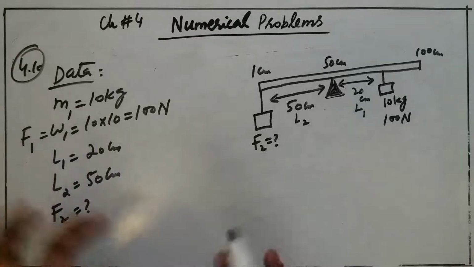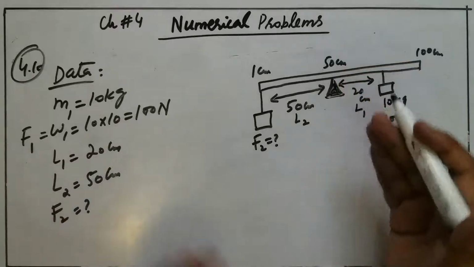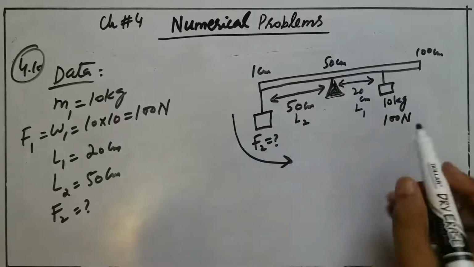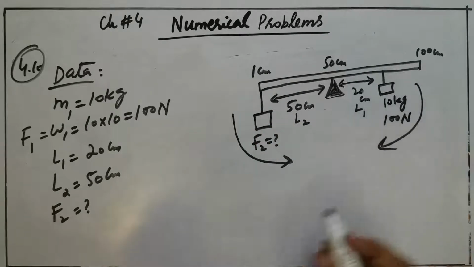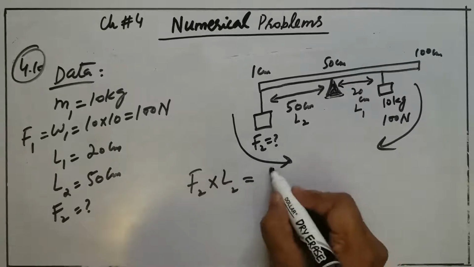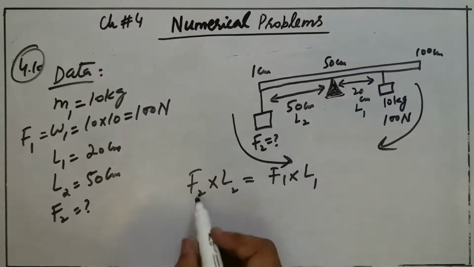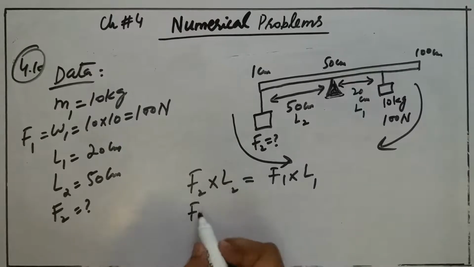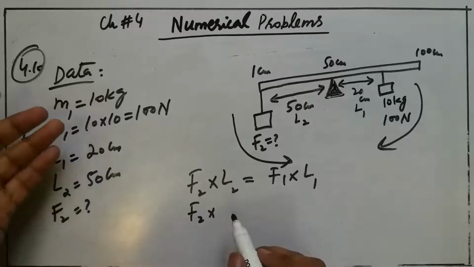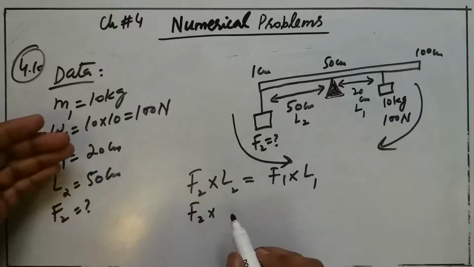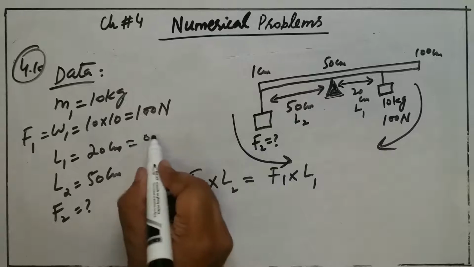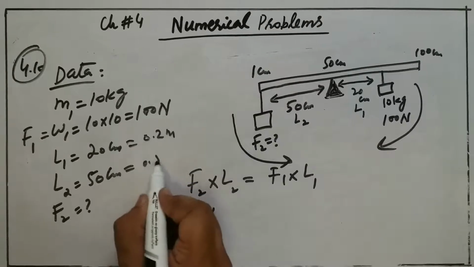So we are going to use the same formula. The anti-clockwise torque is equal to the clockwise torque. So here this is going to produce the anti-clockwise torque, and this force is going to produce the clockwise torque. So force number 2 multiplied by length number 2 must be equal to force number 1 and length number 1. Force number 2 we have to find out. I'm not going to convert the centimeters into meters. You can convert it, or you can leave it as such, because on both sides centimeters are being used. If you want to convert it, we can write it as 0.2 meter and 0.5 meter.